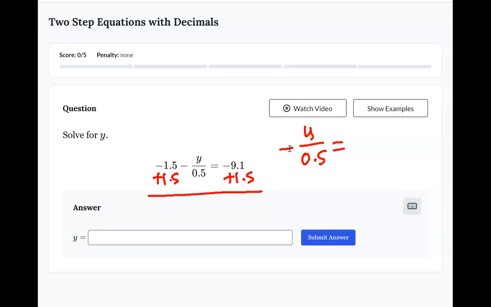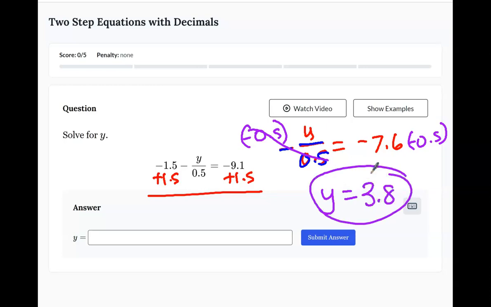And when I use my calculator to combine those, I get -7.6. Now I'm going to get rid of dividing by a -0.5. I do that by multiplying both sides of the equation by -0.5. That gets my y by itself. I use my calculator. -7.6 times -0.5. And I got positive 3.8.